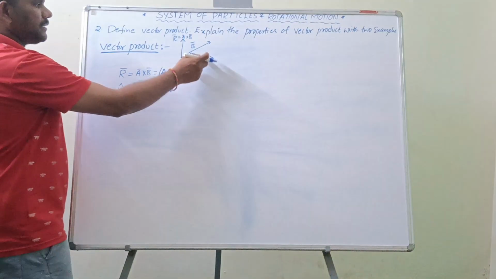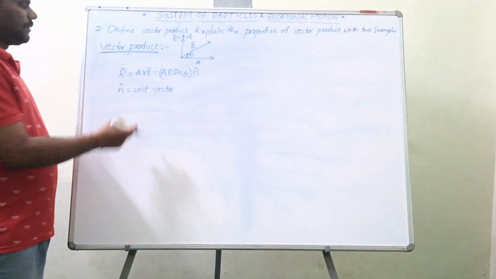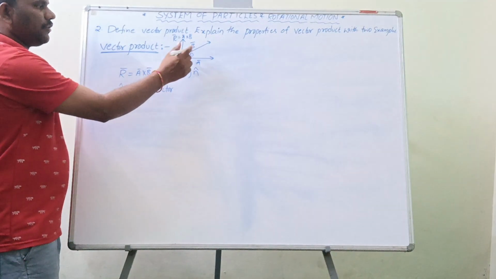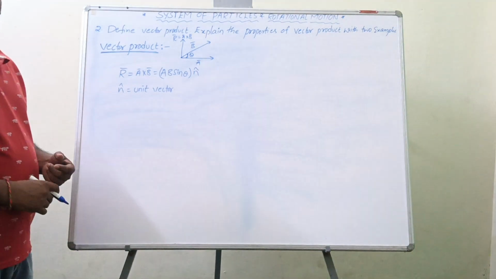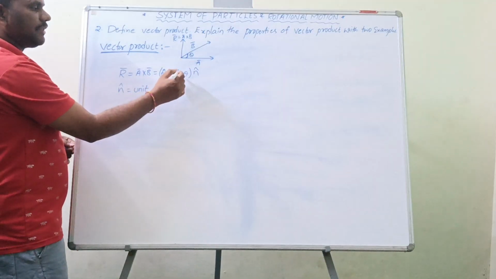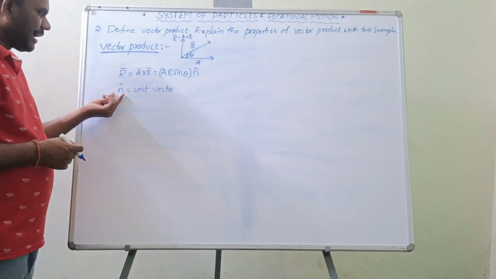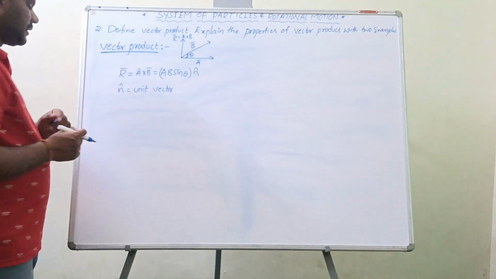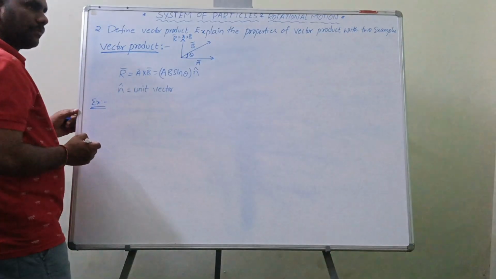So multiplying two vectors gives a vector as the result. Suppose a bar and b bar are two vectors with an angle theta, then the resultant vector r bar is equal to a bar cross b bar, which is ab sin theta n cap, where n cap is called a unit vector. Next one, example. Let us look at an example.